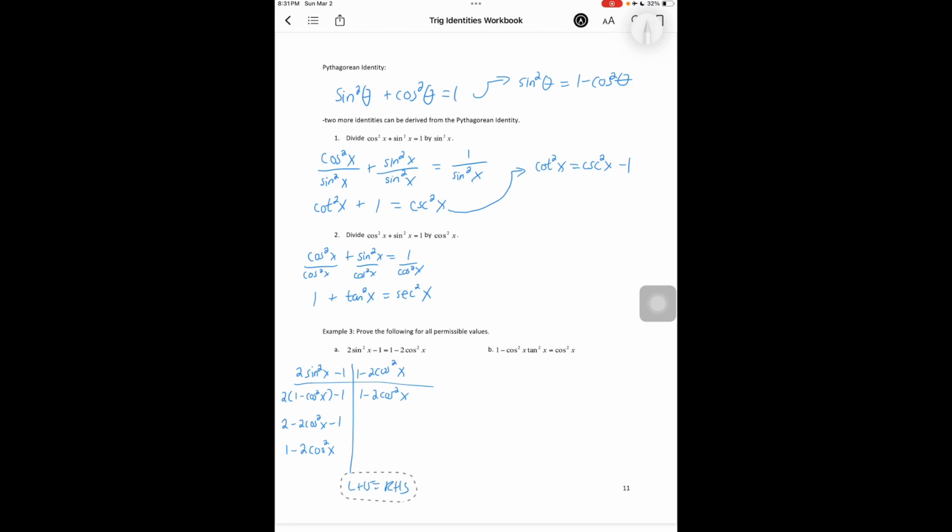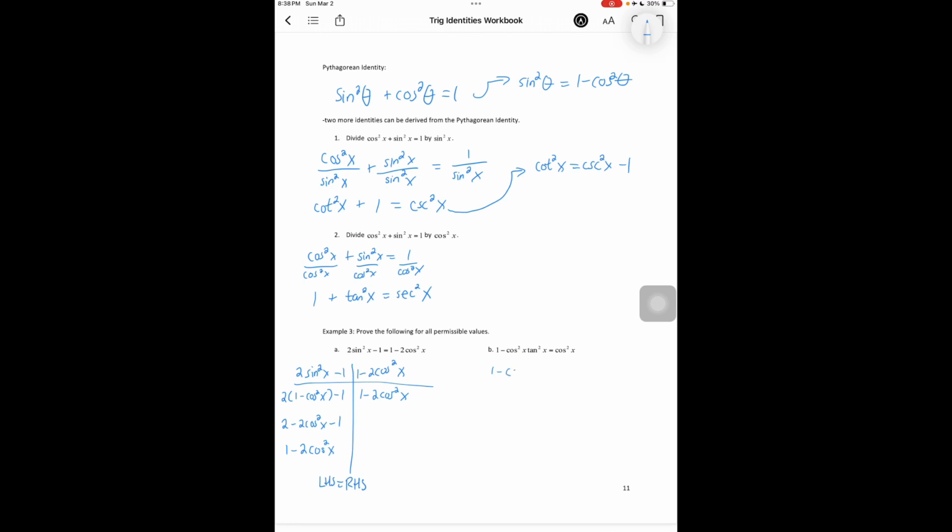Left-hand side equals right-hand side. Alright, so now we're on letter B.